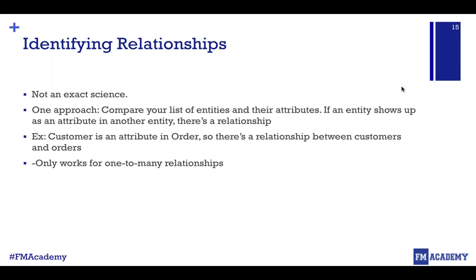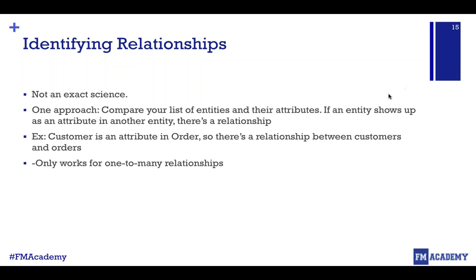You can identify some relationships with a systematic method, and we'll go over that in a minute, but some of them you can't. So you're ultimately just going to have to think about each entity and how it relates to the other ones to get your list of relationships. But the one systematic thing you can do is compare your list of entities and their attributes. If an entity shows up as an attribute in another entity, there's a relationship.